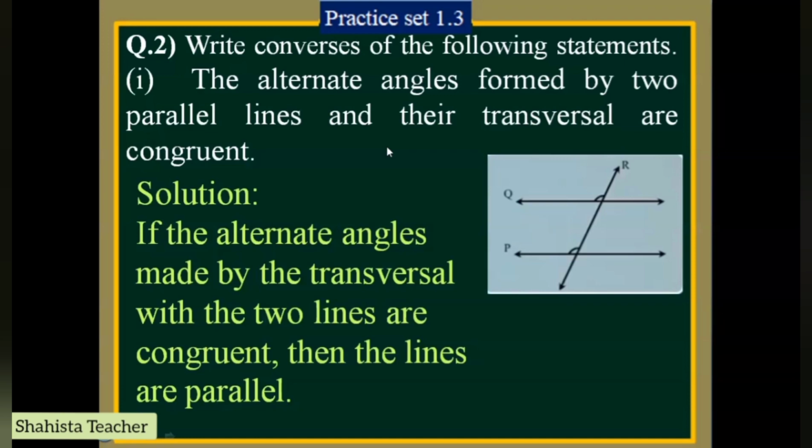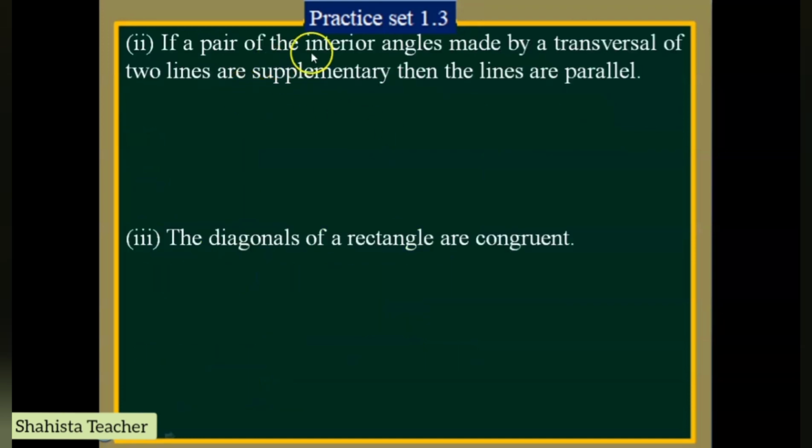Now let's solve sub question 2. If a pair of interior angles made by a transversal of two lines are supplementary, then the lines are parallel. Supplementary means 180 degrees, complementary means 90 degrees. If two angles add up to 90 degrees, they are complementary. And when two angles add up to 180 degrees, they are supplementary.